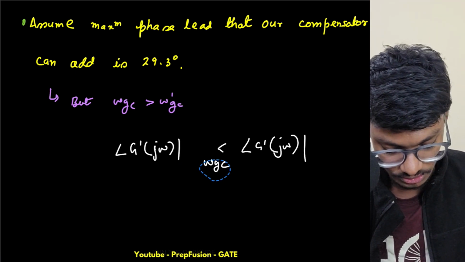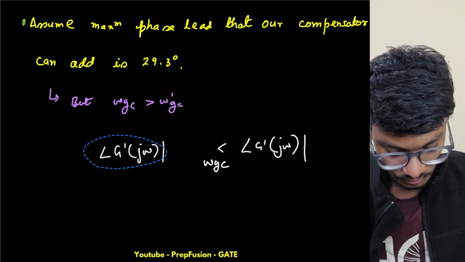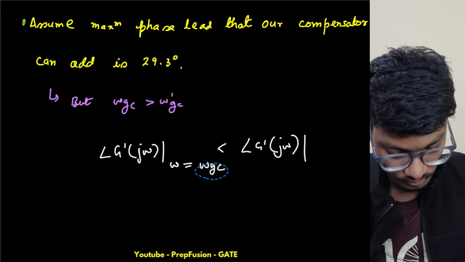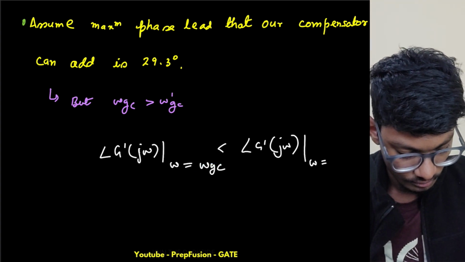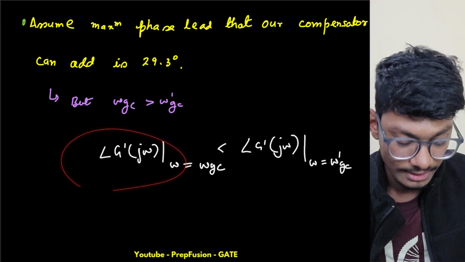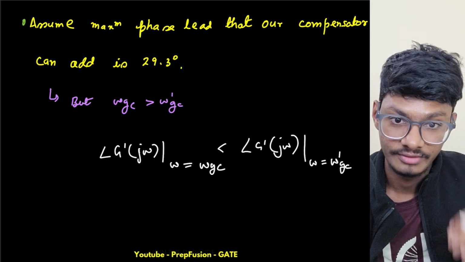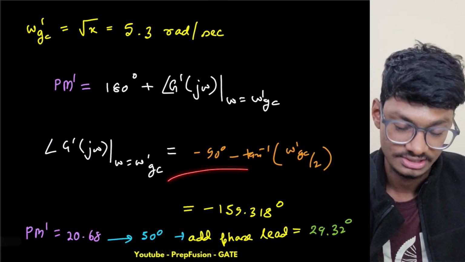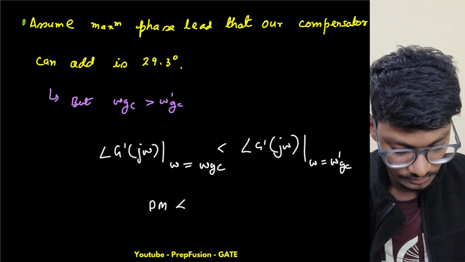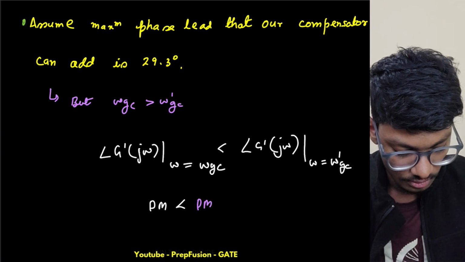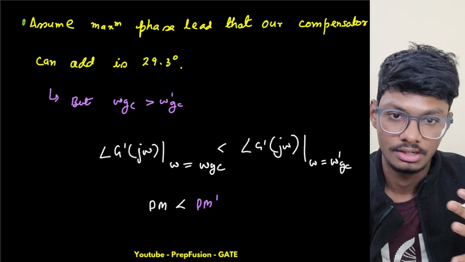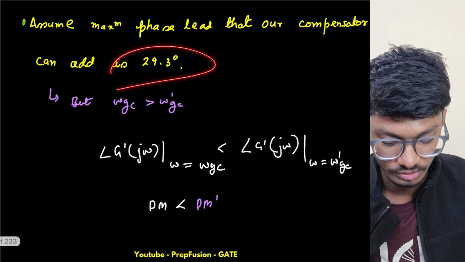I should write here omega GC. Okay, so this will be lower, hence obviously the phase margin will be even lower here, as this is contributing to more phase lag. So the actual phase margin will be even lower than this phase margin. Okay, so if this is lower, then what will happen? Obviously we have to provide extra lead, not just this 29.3, we have to provide extra.